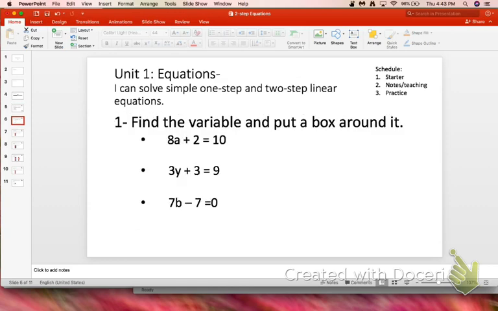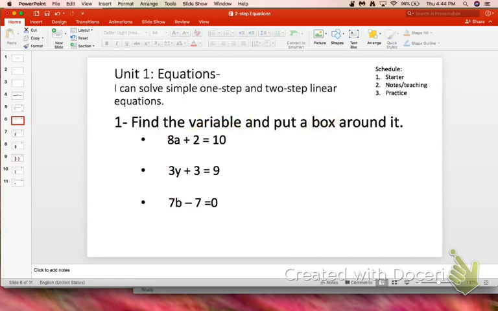So here is a foolproof way of going about this. So first it says, step 1, find the variable and put a box around it. So these are 3 examples you have at the bottom of your note page. And I'm looking at the first one and I say, all right, well, I have 8a here, 3y here. Pause and try to do the next one without me. And 7b there. Great, step 1, done.